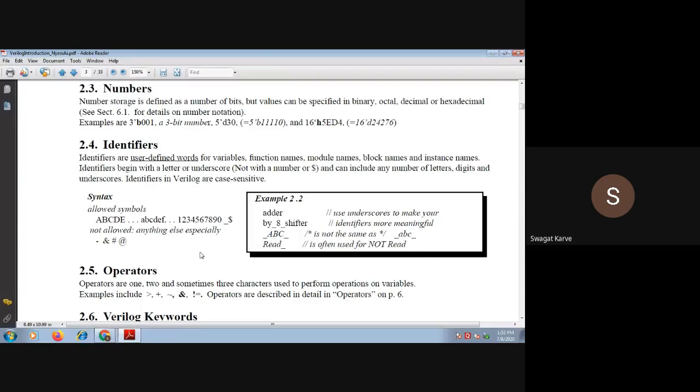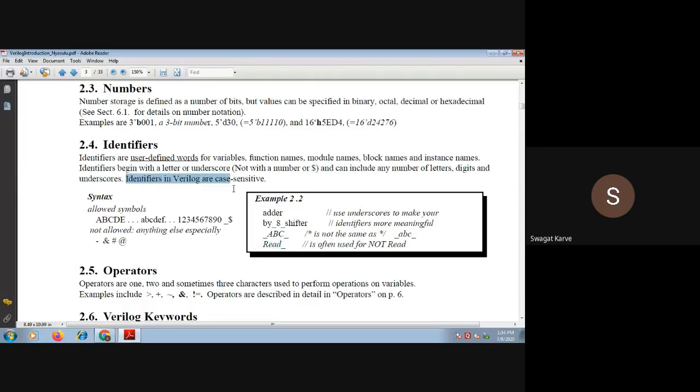Identifiers begin with a letter or underscore and can include any number of letters, digits, and underscores. That means in case of an identifier, you can mention it in many ways. For example, look at this example. In this way you can mention the name. Simply you can write words such as adder, underscore 8, underscore shift. This is also a name that you can give. Then underscore A, B, underscore C. This is another way to mention an identifier, or simply read underscore. This is another way to use an identifier.